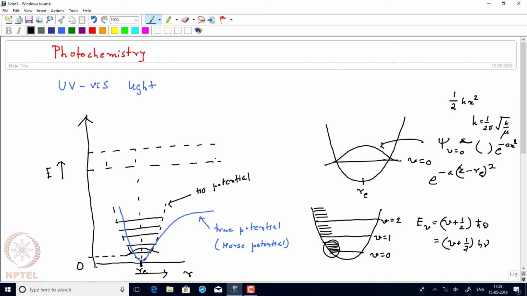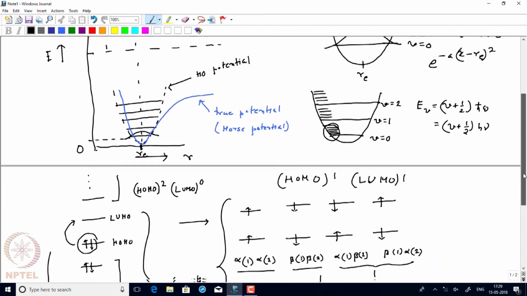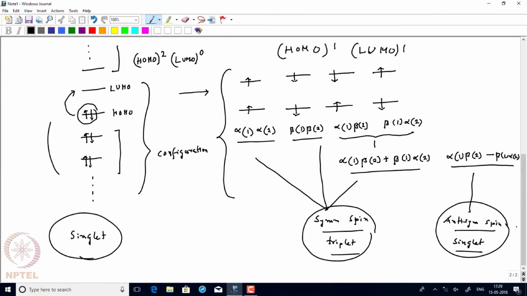Now the question is, if you think in this way, what happens when we have an excited state? It is something like this. I have a HOMO and then I promote one electron. So where am I promoting the electron? Usually, up to the HOMO these are called bonding orbitals, and the LUMO is usually the anti-bonding orbital.